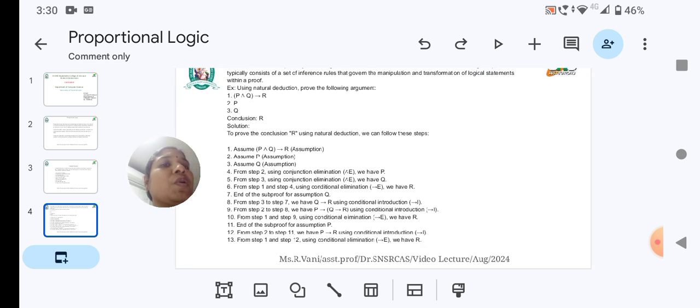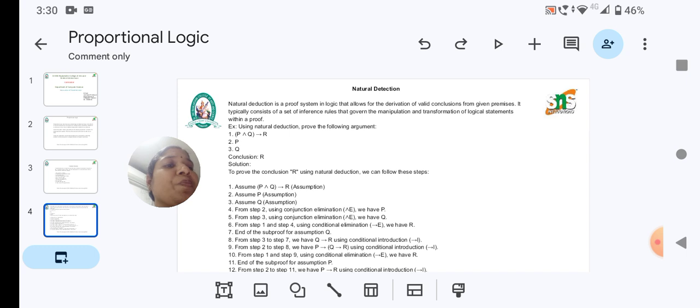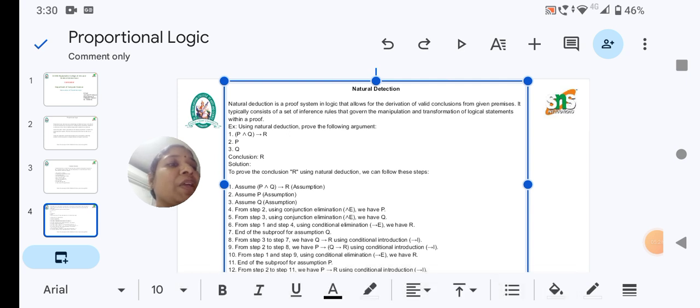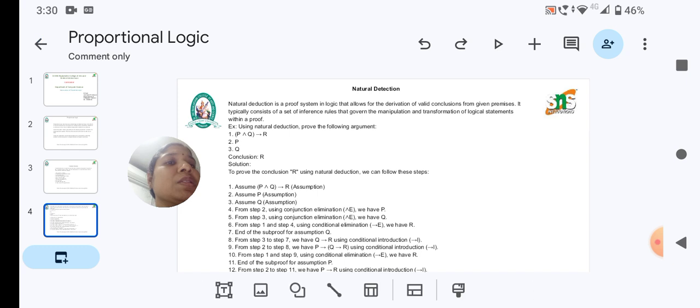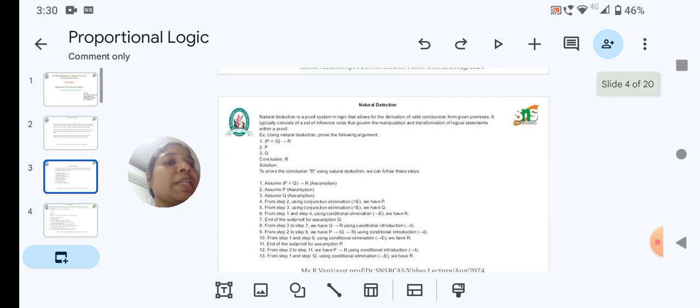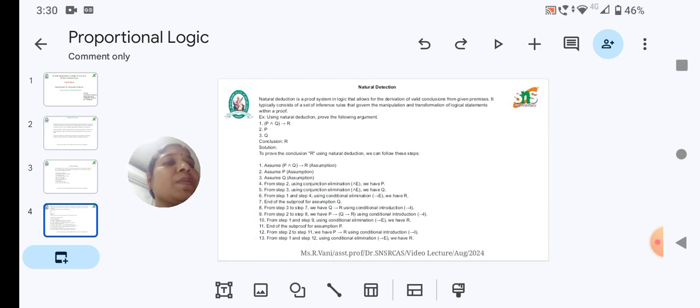These are the natural deduction steps we have to follow in propositional theory. We can conclude that using these steps, declarative sentences, propositional logic, and natural deduction are very important to derive a formula from which one can be concluded within the following derivations.